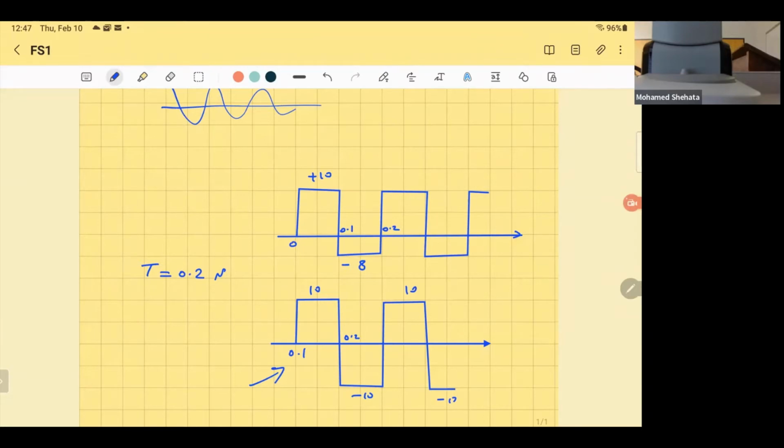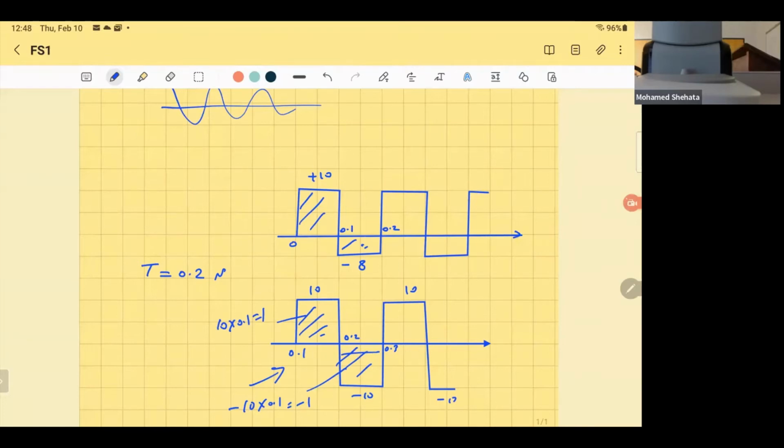But for the one on the top, look at the positive area and the negative area. The width is 0.1 and the height is 10, so 10 times 0.1 is equal to 1. And for this one, the width is also 0.1, from 0.2 to 0.3, so negative 10 times 0.1 is equal to negative 1. When you add them, you get 0. So no average value; the average value equals 0. It means no DC component.